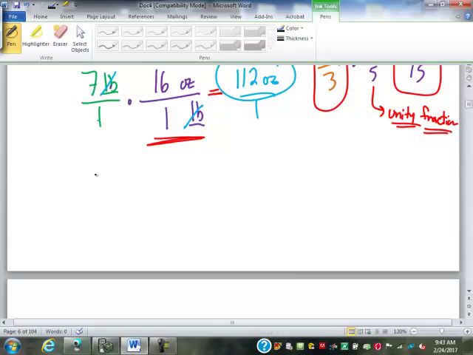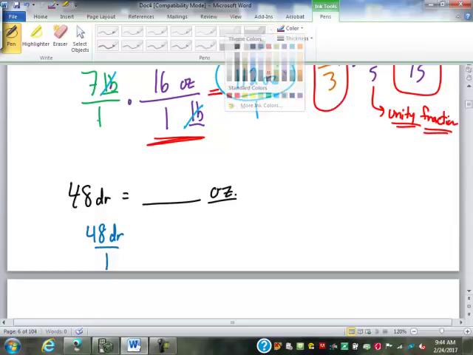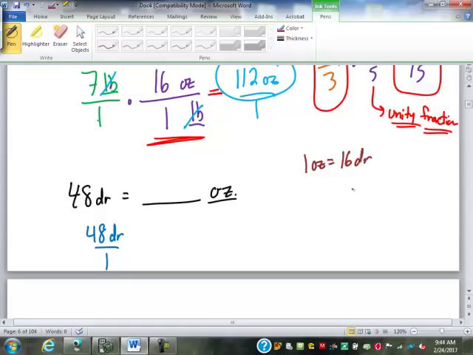Or we might have, if we're looking at something we're not quite as familiar with, 48 grams, and we want to know how many ounces that is. So we'll do the same thing. 48 grams, we'll put it in a fraction by putting it over 1. We have our relationship: 1 ounce is 16 grams. So over here, we have grams on top. To get rid of them, we're going to put grams on bottom, converting to ounces. 1 ounce is 16 grams.